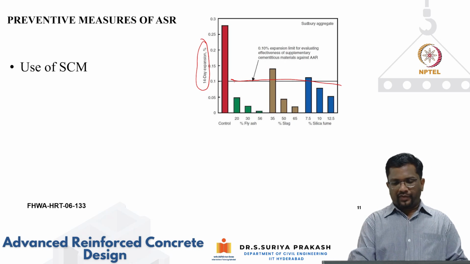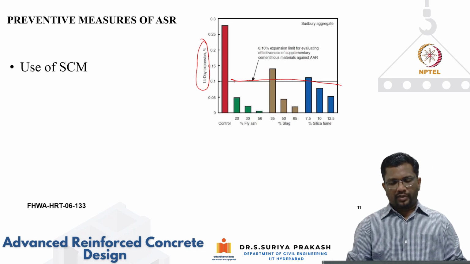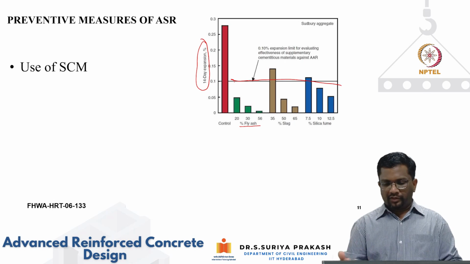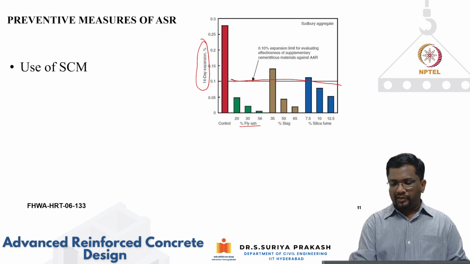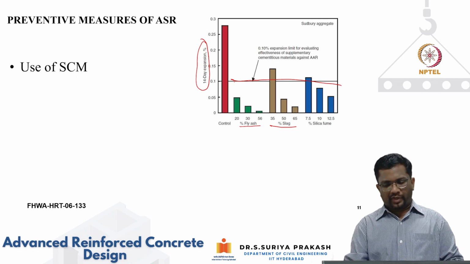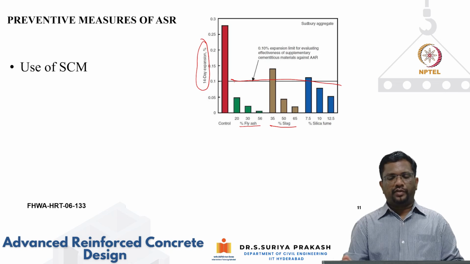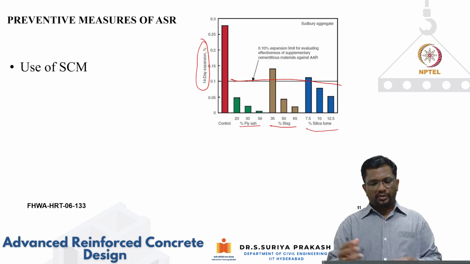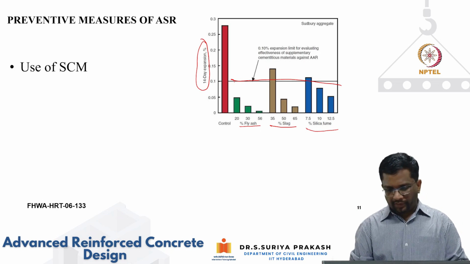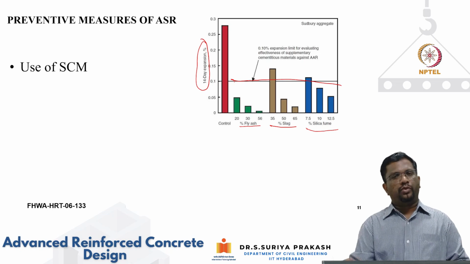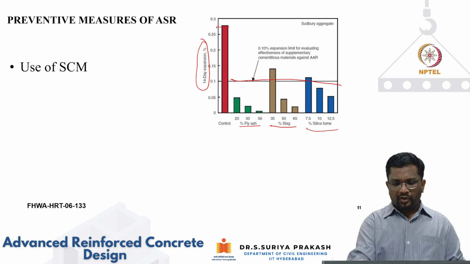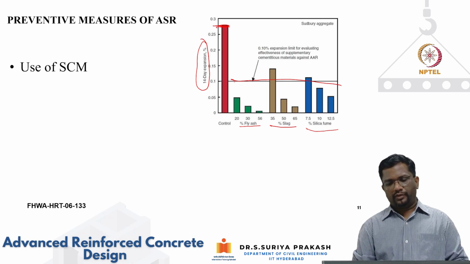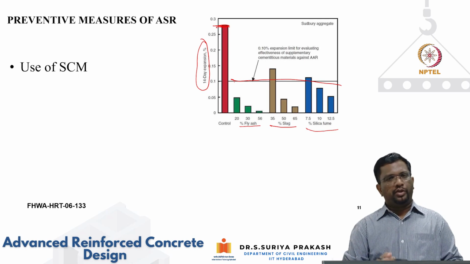If you see, there are control concrete mixes, and then some mixes where the binders were replaced with 20, 30, and 56 percent of fly ash. Sometimes people have also tried slag, replacing the cement with 35, 50, and 65 percent. Similarly, silica fume was added at 7.5, 10, and 12.5 percent of cement as a replacement. You can see clearly that for the control mix without any of this SCM, the expansion is about 0.27 or so, which is quite high compared to the allowable limit of 0.1 percent.